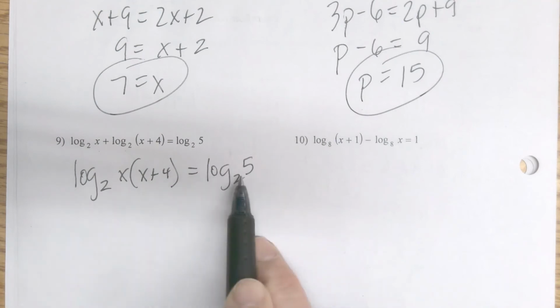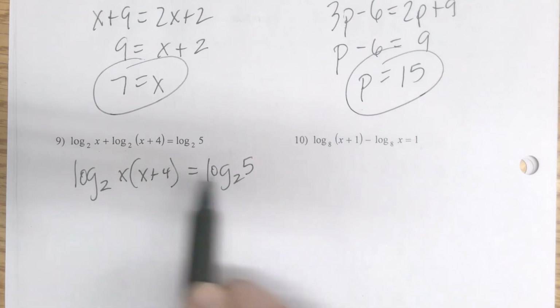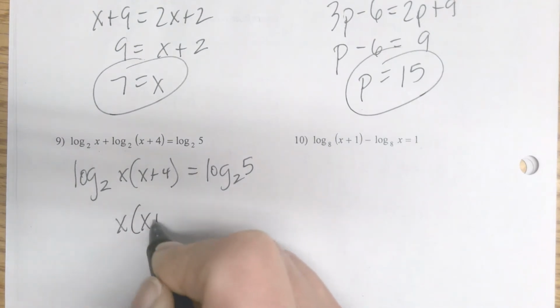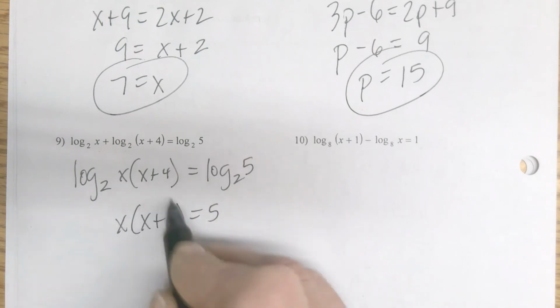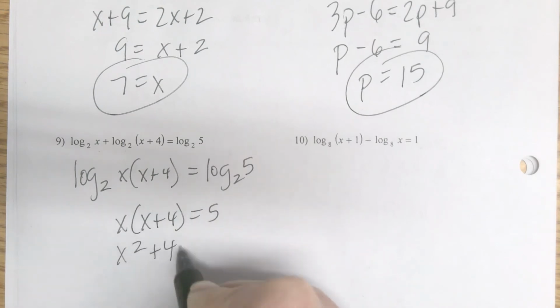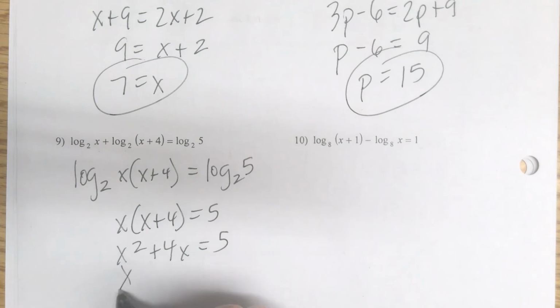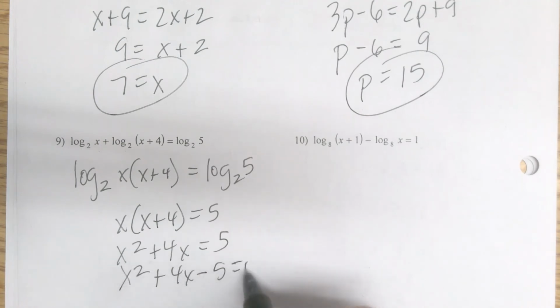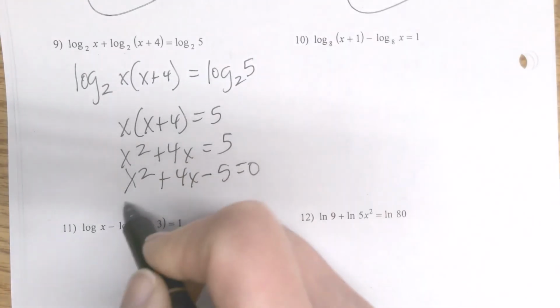And so once I'm there, now that I have it as 1 log, I can drop that. x times x plus 4 equals 5. And I have to distribute that through and set it equal to 0. Here comes that factoring to solve again. We've been doing so much. I go ahead and I factor.